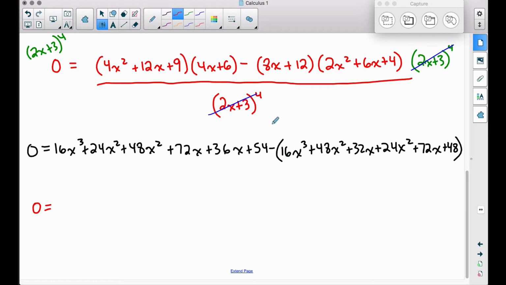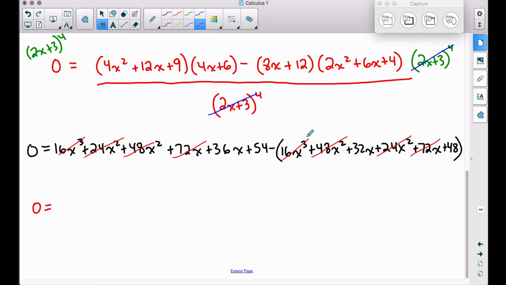Luckily, what we have going on here is we are going to have some things that cancel out. Notice we have 16x cubed minus 16x cubed, so those cancel out. Let's keep on going and see what else happens. 48x squared minus 48x squared, so those cancel out as well. Let's see what else we get. 24x squared minus 24x squared. See you later. So this is working out quite nice, right? 72x minus 72x, those cancel out.